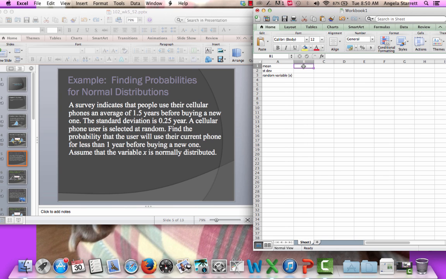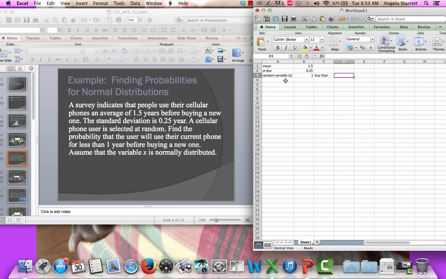Let's look at this problem. What is our mean, guys? Our mean is 1.5 years. Our standard deviation is a quarter of a year. And we are interested in finding the probability that the user will use their current phone less than 1 year. I'm going to say one is our random variable, and we want less than.